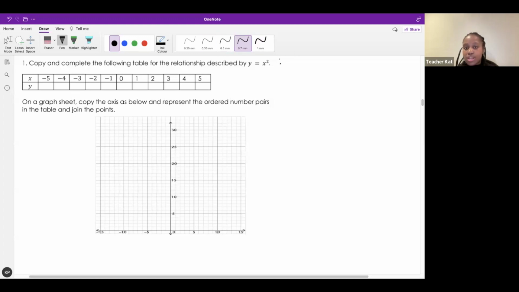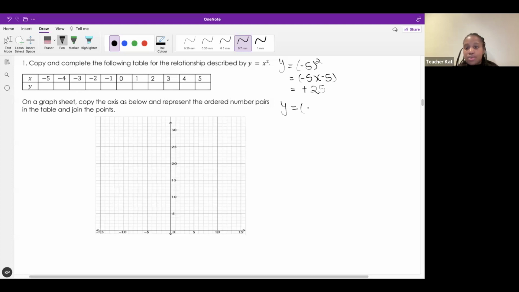First one, y equals -5 all squared. What's -5 all squared? Remember, it's the same as -5 times -5. And 2 negatives will give you, what will 2 negatives give me? A positive. So it's positive 25. That's my first output, okay?